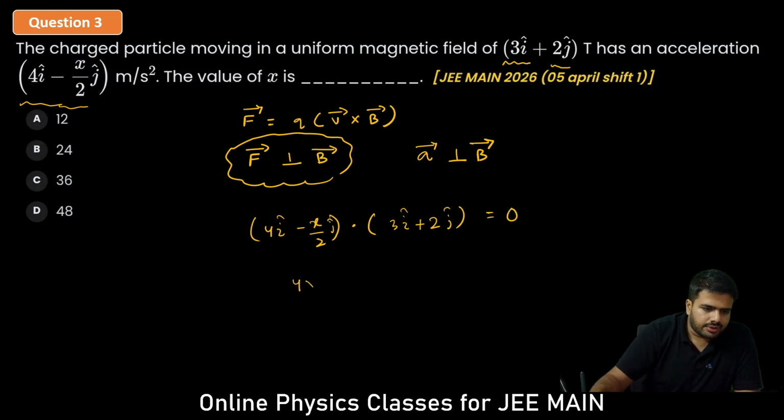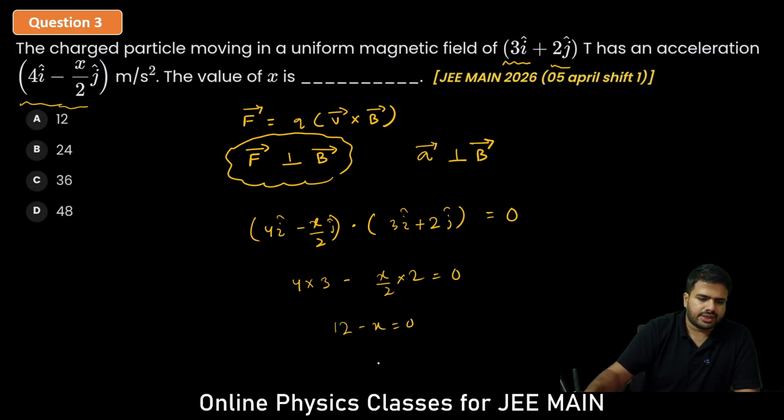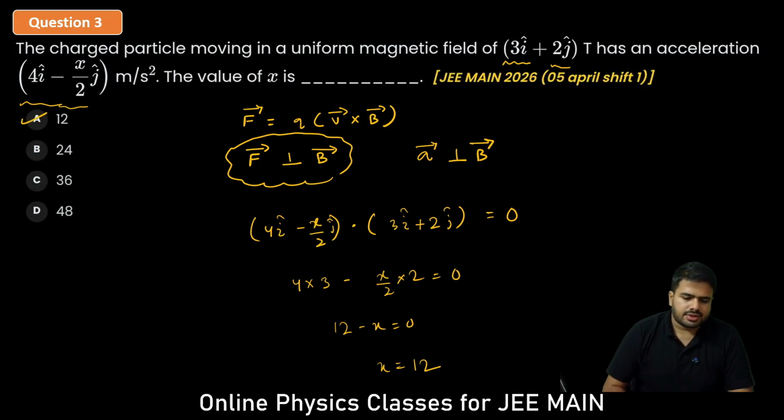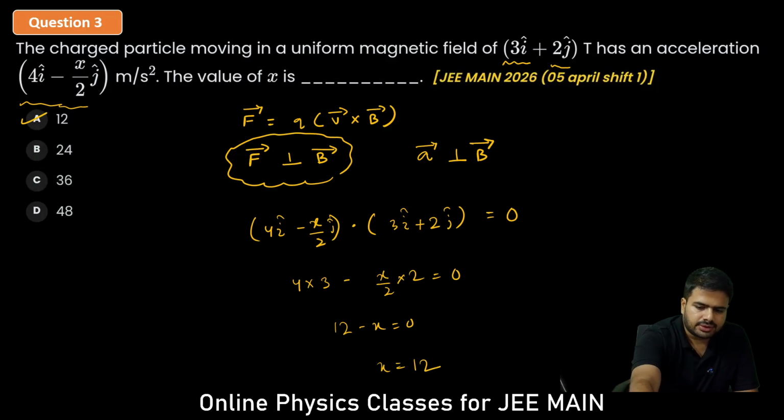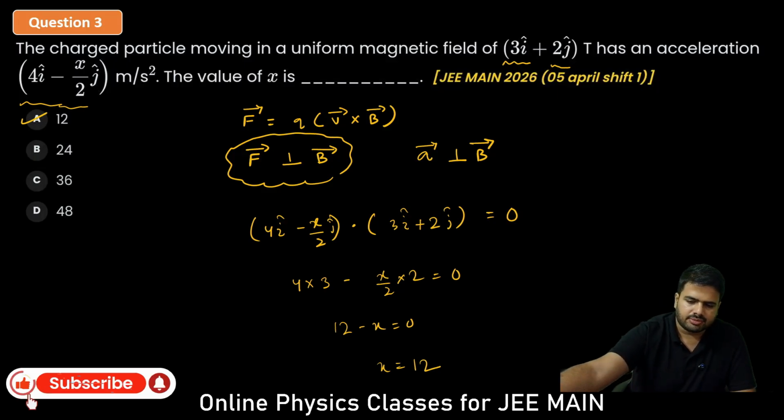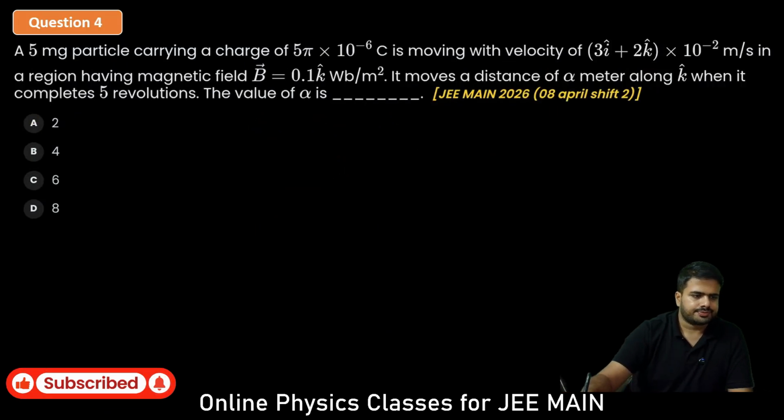So 4 into 3 for the i cap, minus x by 2 into 2, equals 0. So 12 minus x equals 0. We are getting the value of x as 12. So option A is correct here. It's a quite simple question. So let us see the next question, number 4.